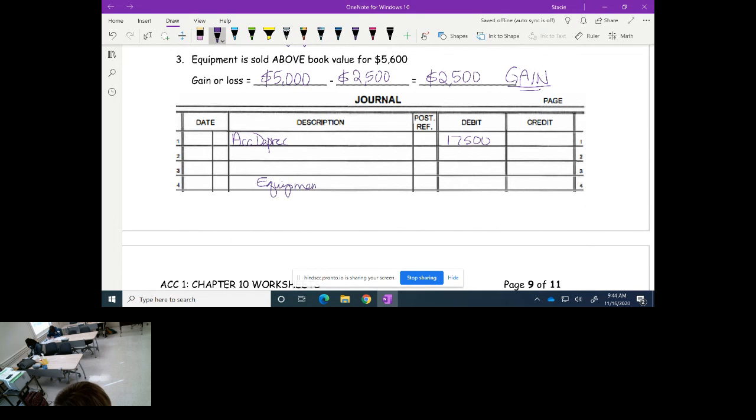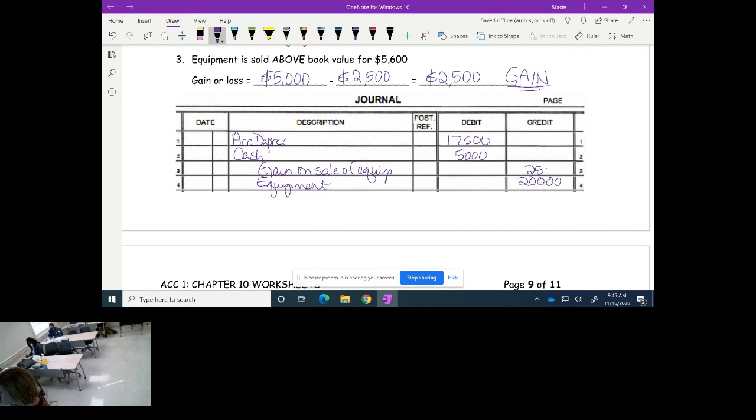So if you have three scenarios like this again, you can just drop in the stuff that's not changing. So we'll debit cash. This time we have 5,000. So what do we need, a debit or a credit, to make this work? Credit. So we'll have gain on sale of equipment. If you can't remember which way it goes, gain on the right, loss on the left.